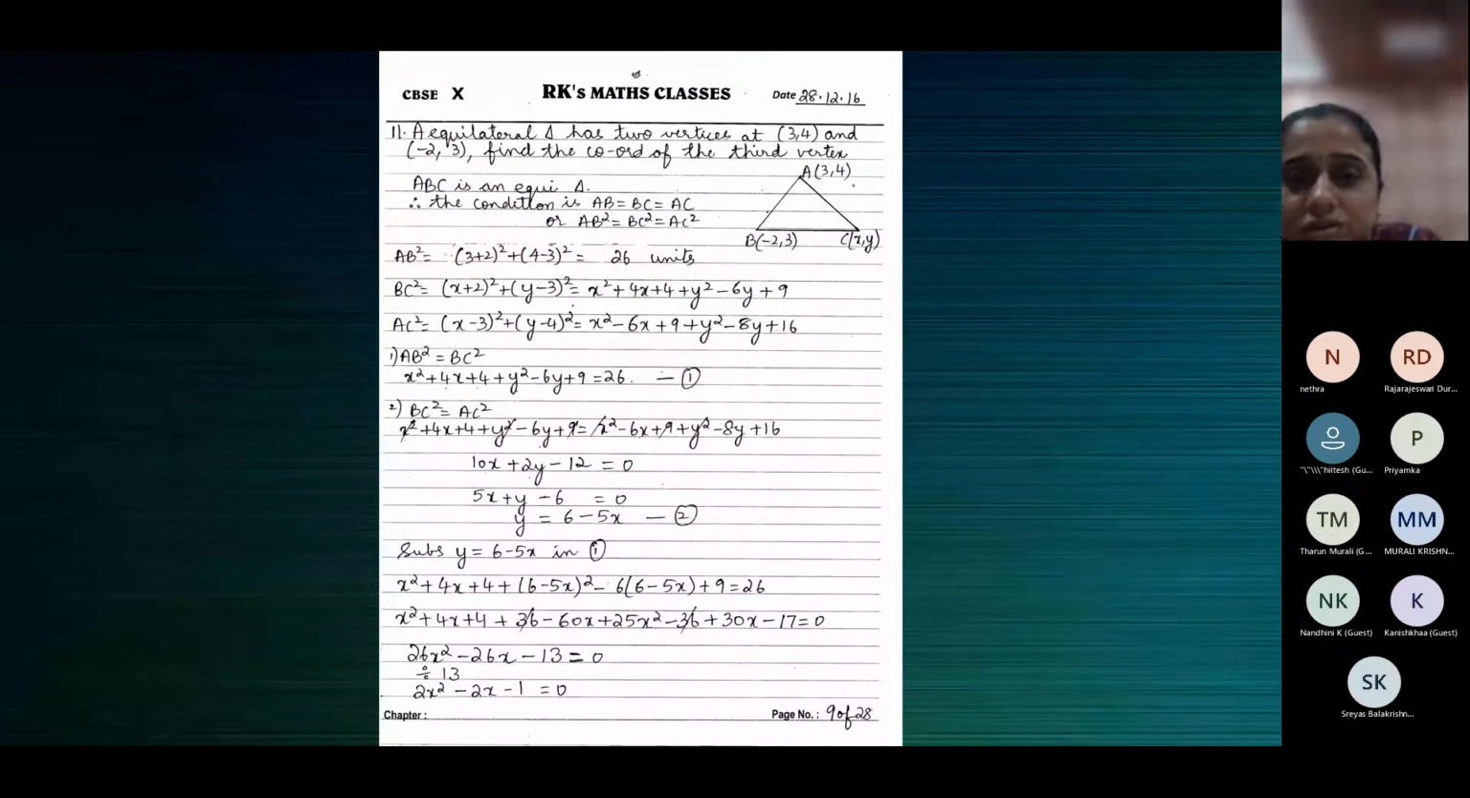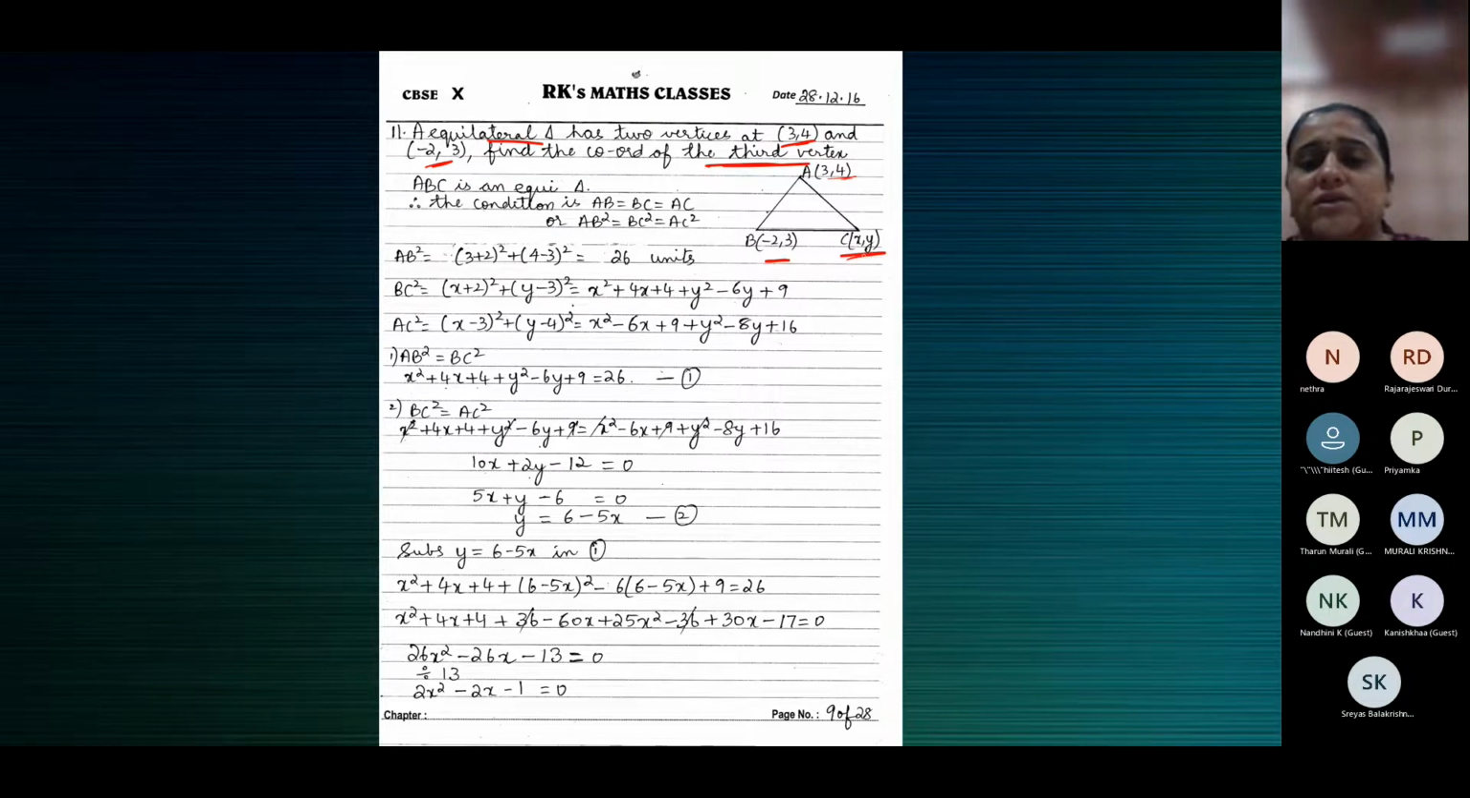So in this question, we are given the coordinates of two vertices of an equilateral triangle. See, the triangle is an equilateral triangle. That means all the three sides are equal. And we know two vertices, (3, 4) and (-2, 3). So I have taken them to be A and B. Nothing is mentioned, so I have called the equilateral triangle ABC, and I've taken A as (3, 4) and B as (-2, 3). Now, given this, we have to find the coordinates of the third vertex.